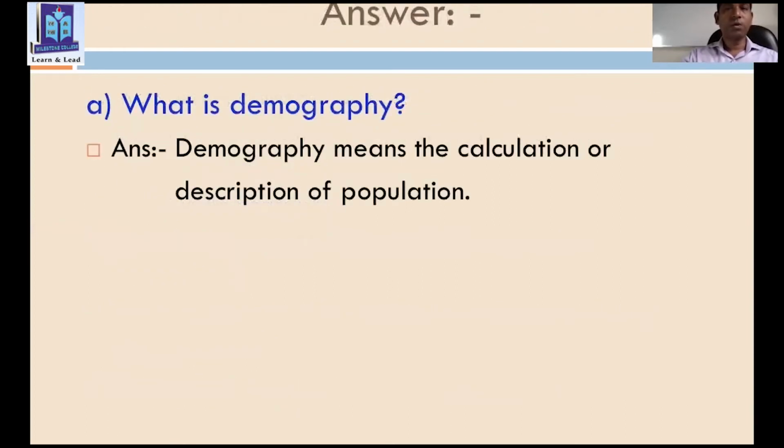First question here, what is demography? You know, demography means the calculation or description. Look, description of population. Okay.